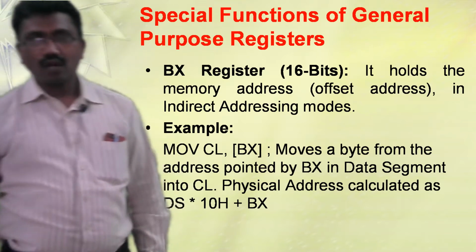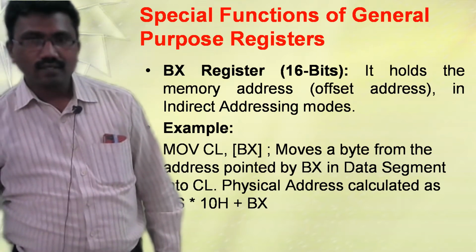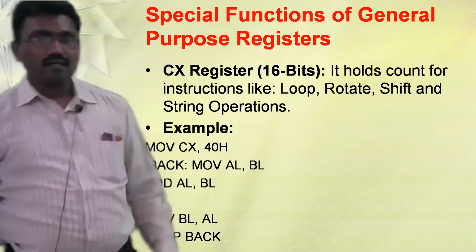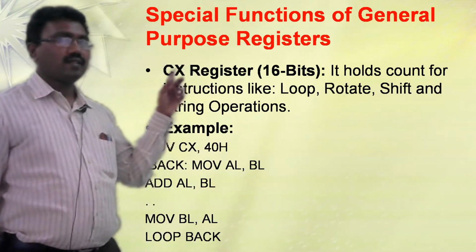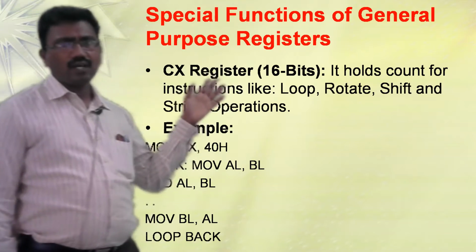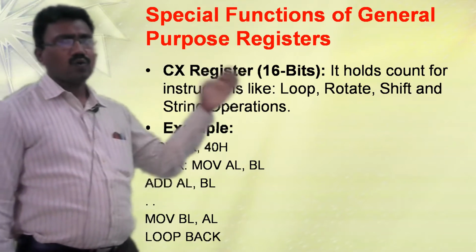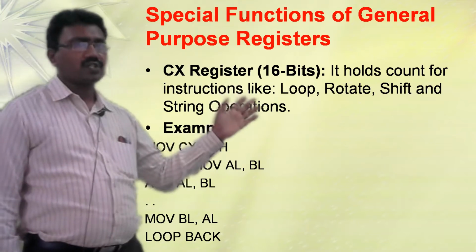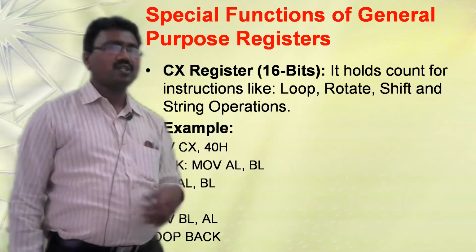Next one is the counter register, CX. The symbol is CX, and the name of the register is counter register. It stores general data. And what is the special function? It holds the counter for instructions like the loop instruction, rotate instructions, shift instructions, and string operations.